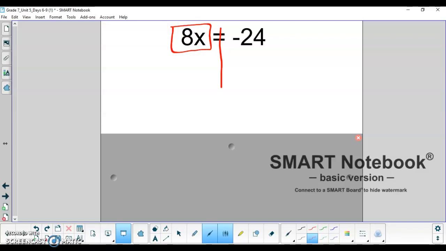I said times 8, so I know that the inverse or opposite of multiplying by 8 is to divide by 8. Again, whatever I do to one side, I've got to do to the other. One side goes away because 8 divided by 8 is 1x. And then we have negative 24 divided by 8, which in a calculator would say negative 3.